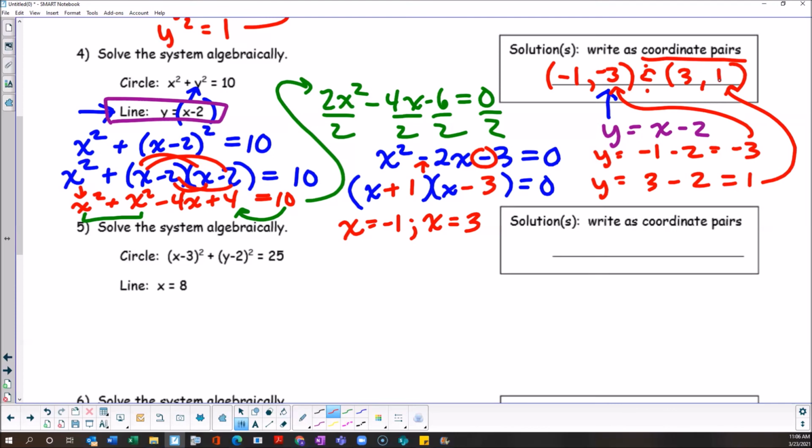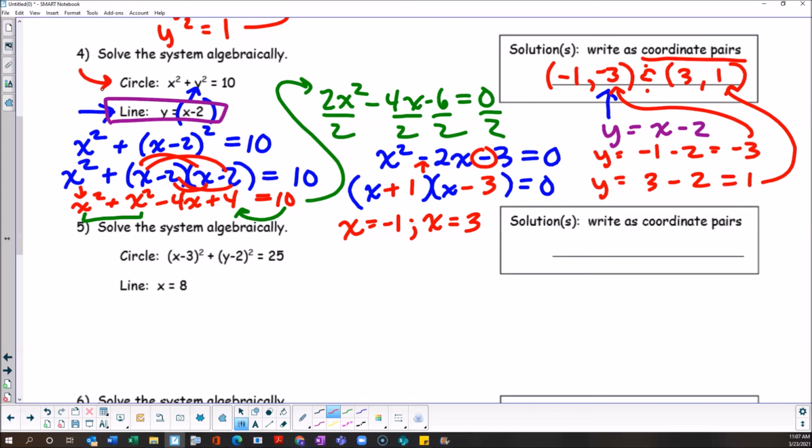So I have negative 1, negative 3, and 3 comma 1. And then I can plug both of these into my circle equation to check them and see if it works. So if I plug in negative 1 here, I'd have 1 plus, and then negative 3 squared would be 9. So 1 plus 9 equals 10. That works. And then the second point, I have 9 plus 1 equals 10. So they both work. Yay.